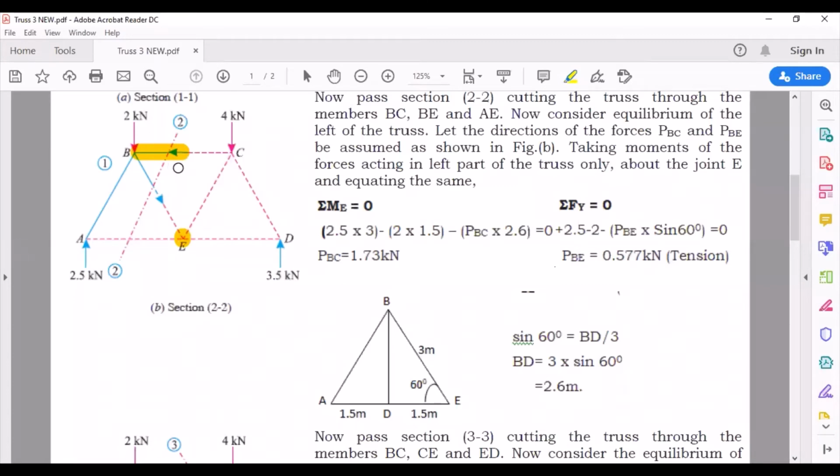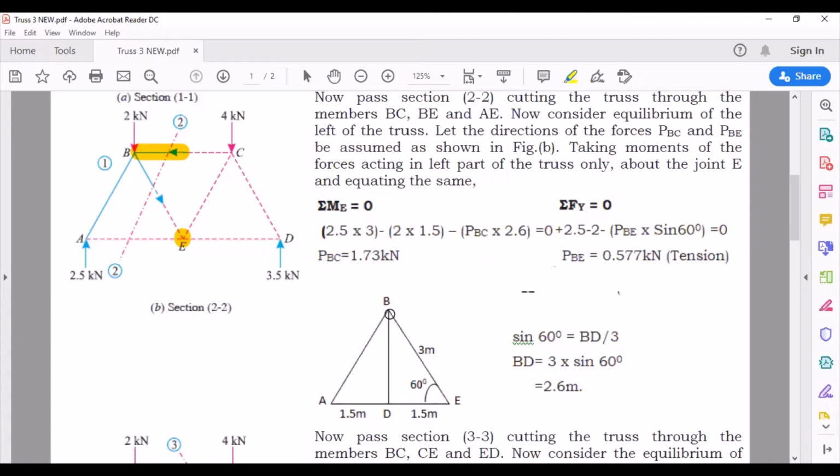But I know the member lengths, that is 3 meters, because it is an equilateral truss. So I have calculated the vertical distance. I have considered this truss part ABE. So BE is 3 meters, I know. This is 1.5.